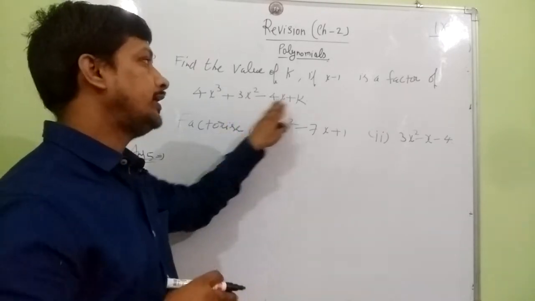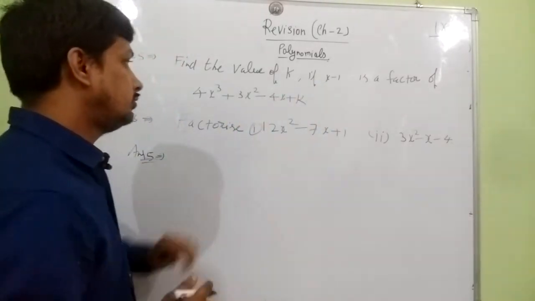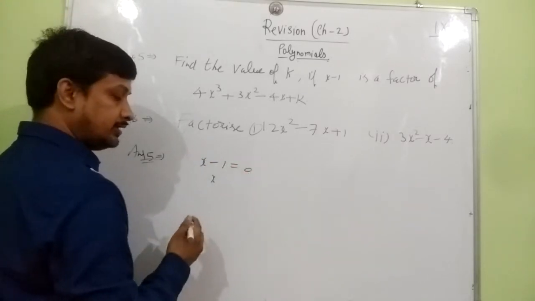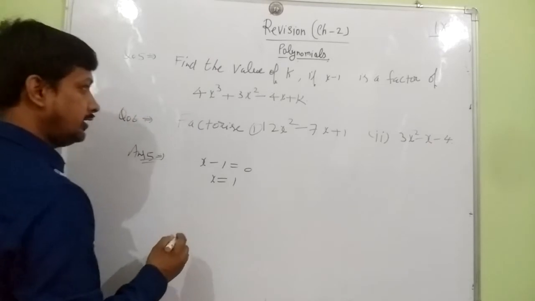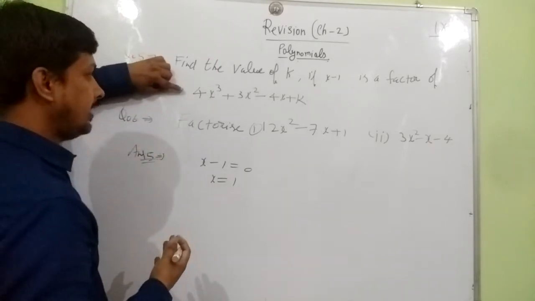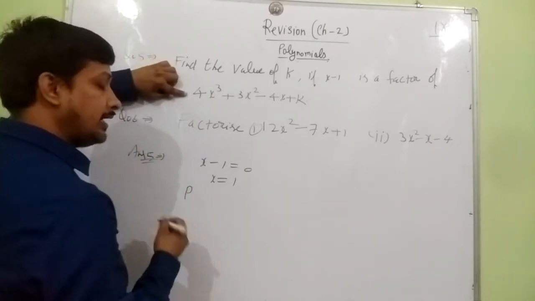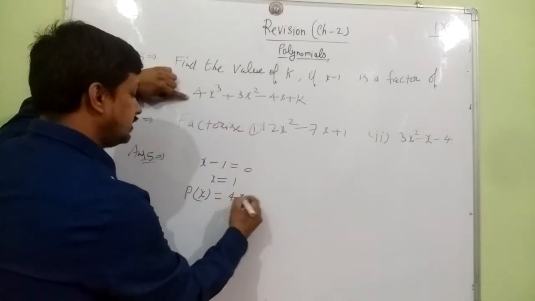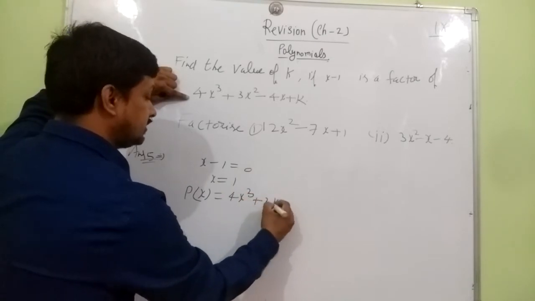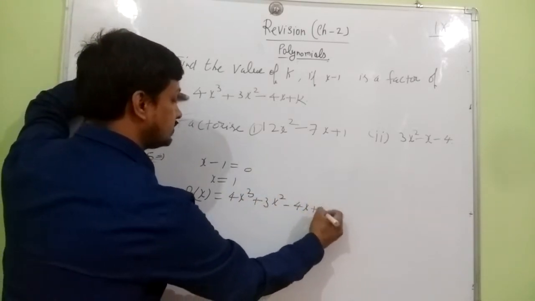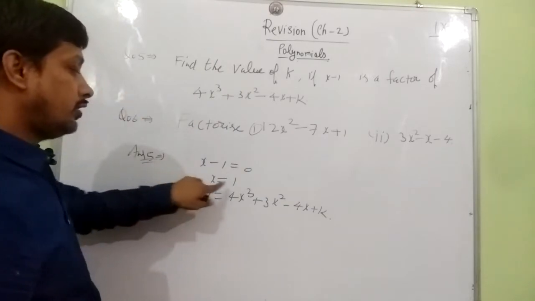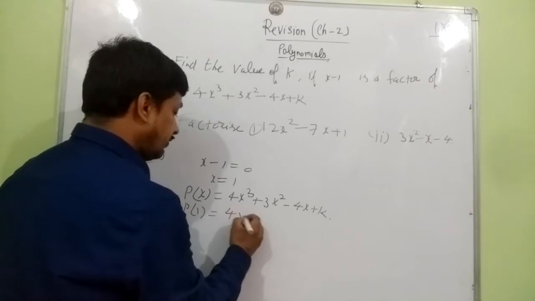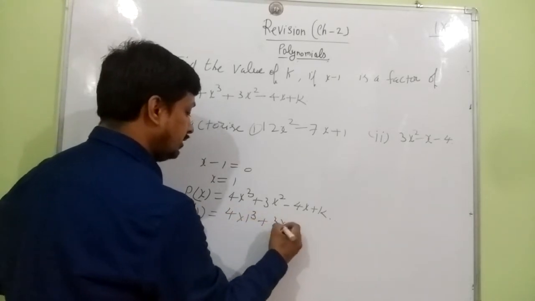We already know that x minus 1 is a factor. So, if x minus 1 is the factor, put its value to be 0, so x equals 1, and put x equal to 1 in the given polynomial. The given polynomial is 4x cubed plus 3x square minus 4x plus k. So we have to check for x equal to 1. Wherever there is x, put 1.